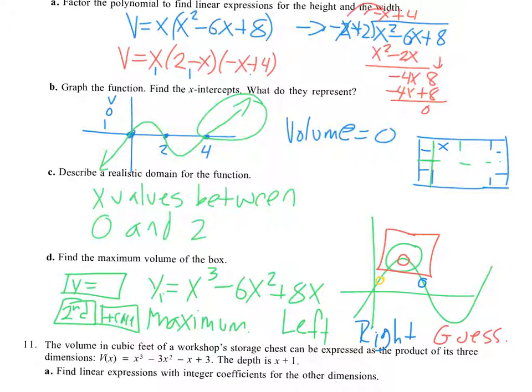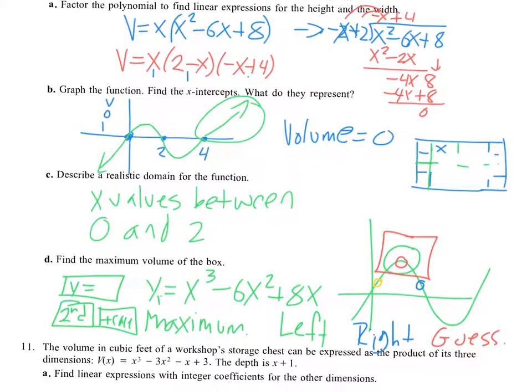Whatever the x value would be what you're cutting out of the corner. The y value there would be the volume. I can't spell today. There we go.